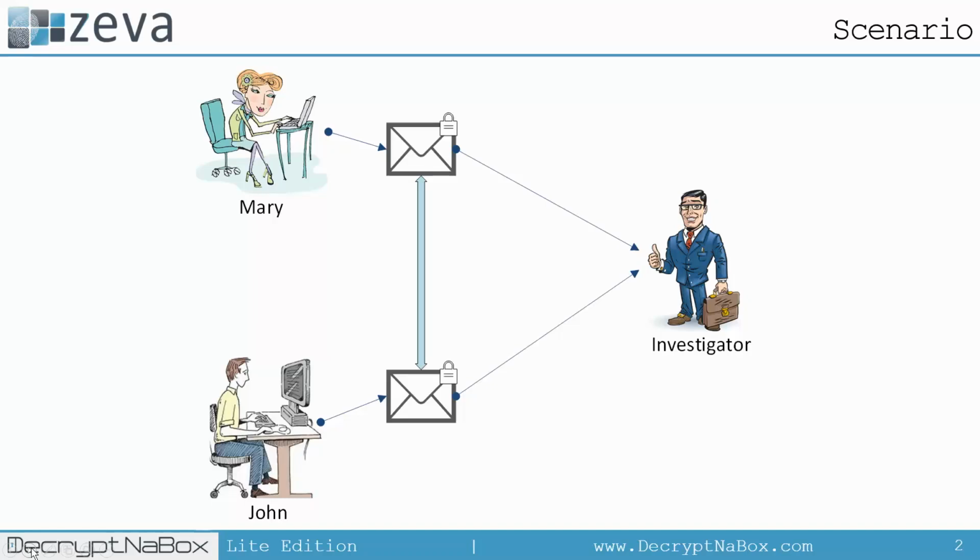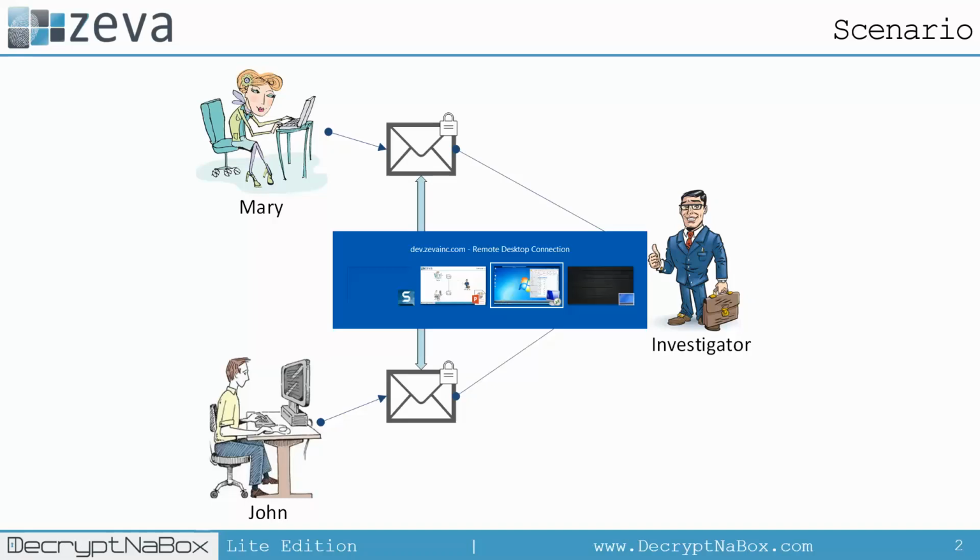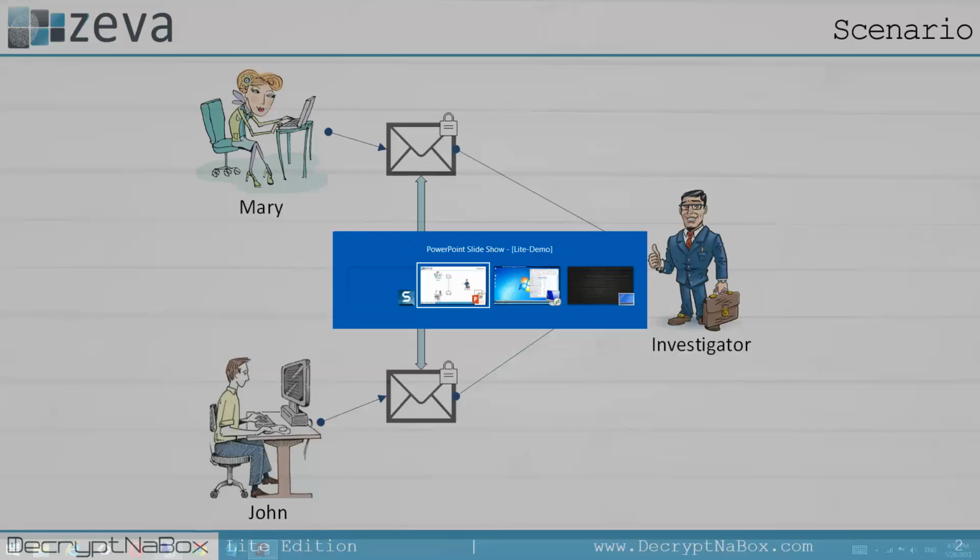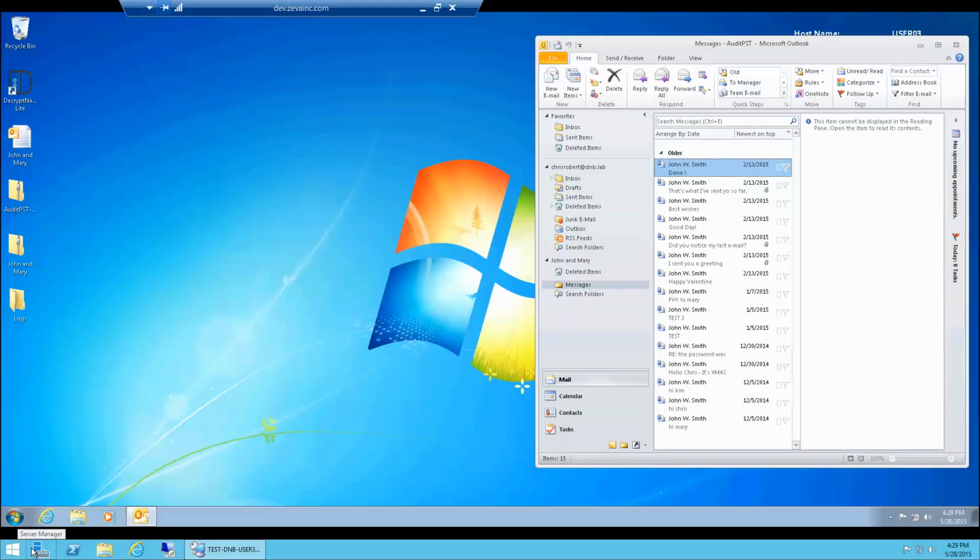The company needs to produce these email messages without the involvement of John and Mary. However, the messages are encrypted, so the messages must first be decrypted to satisfy the discovery request. This is where Decrypt-in-a-Box is used. The first step the person supporting the discovery request takes is to go to his computer and open Decrypt-in-a-Box Lite.